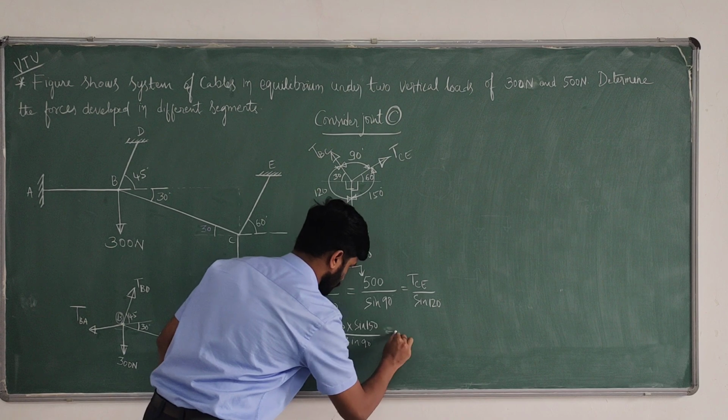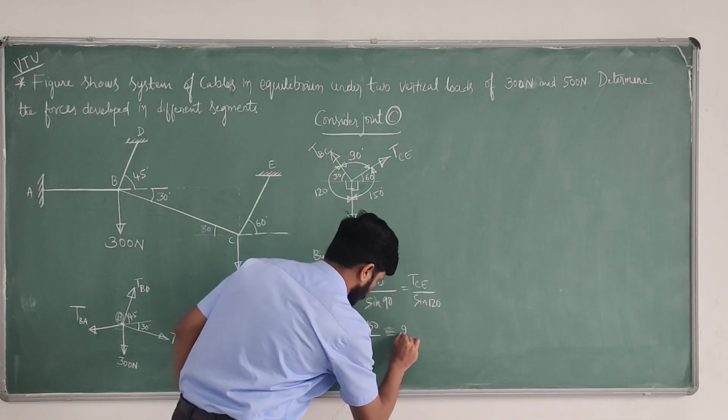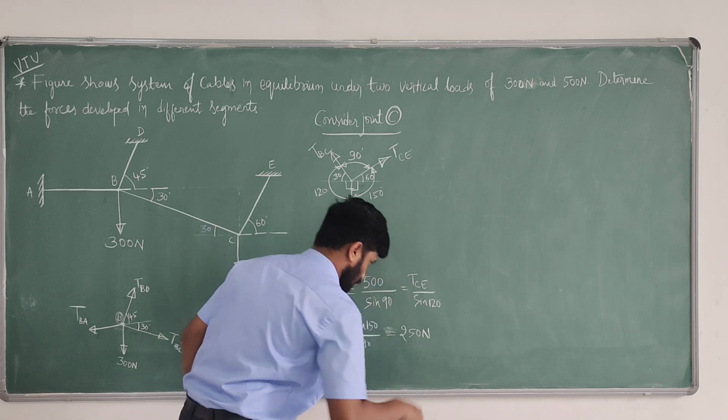Determine. So you are getting TBC equals 250 Newton.